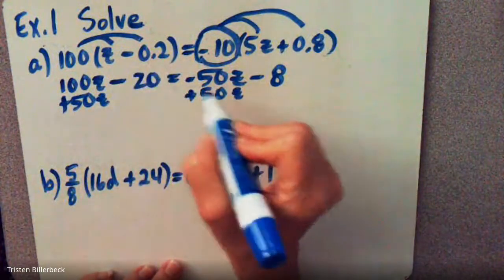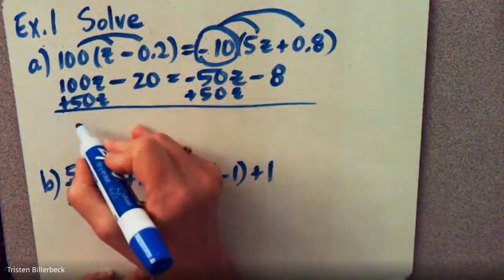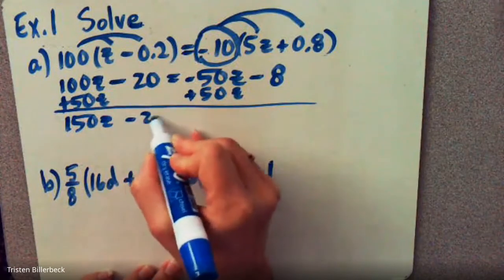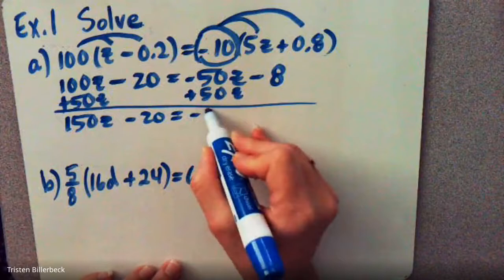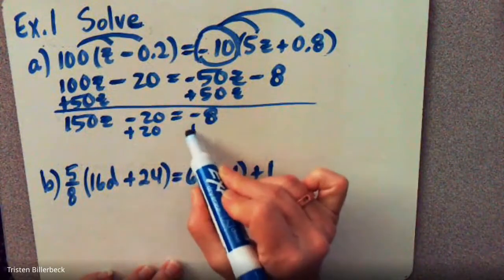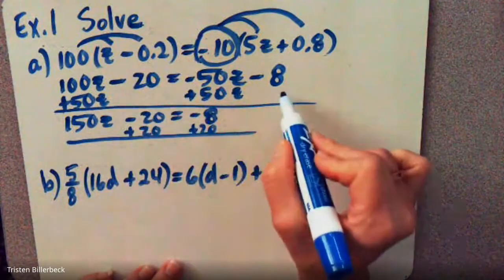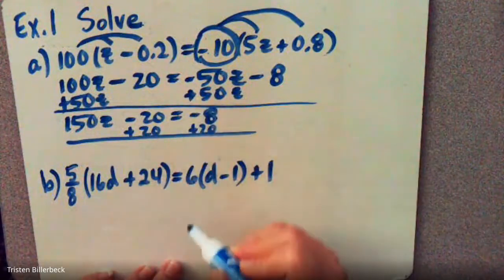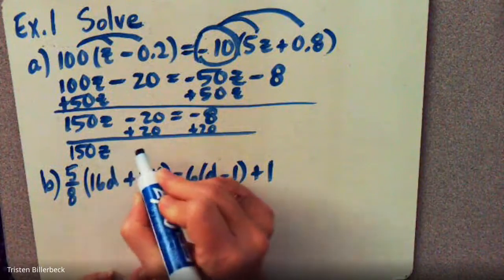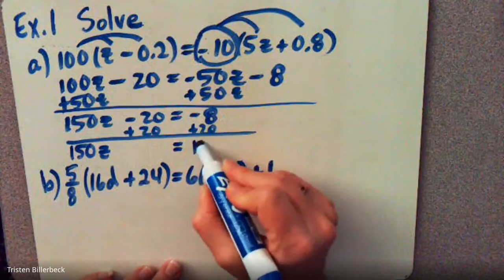And we're using an additive inverse, and we have 150z minus 20 equals negative 8. Now you can easily do this on the exact same line, and put the plus 20 there. I'm just doing it slowly. So this gives me 150z, and this zeroes it out, so I end up with 12.